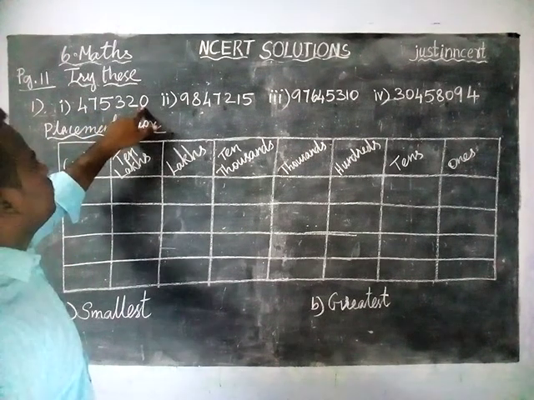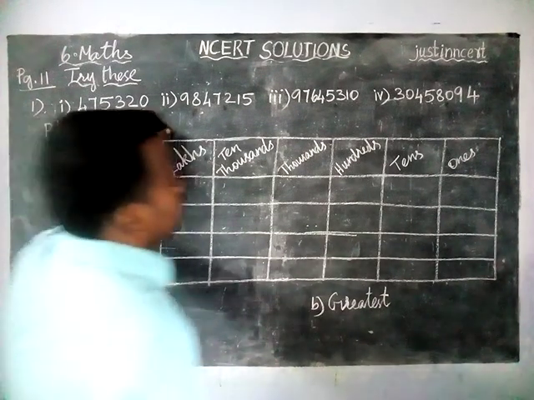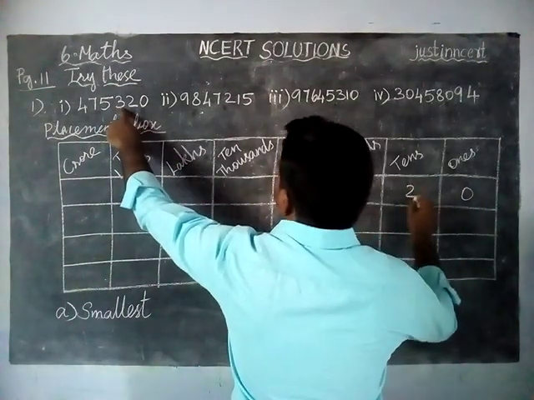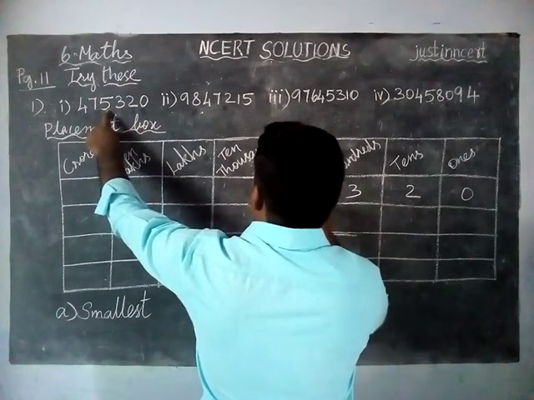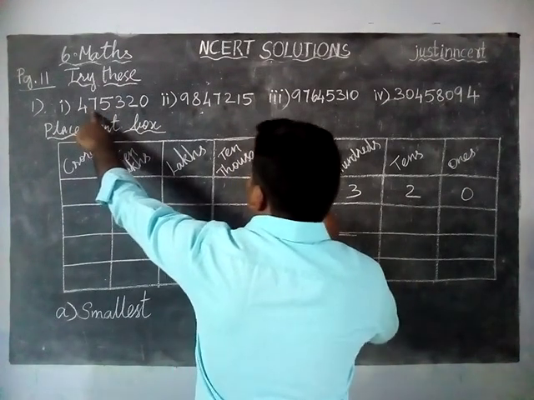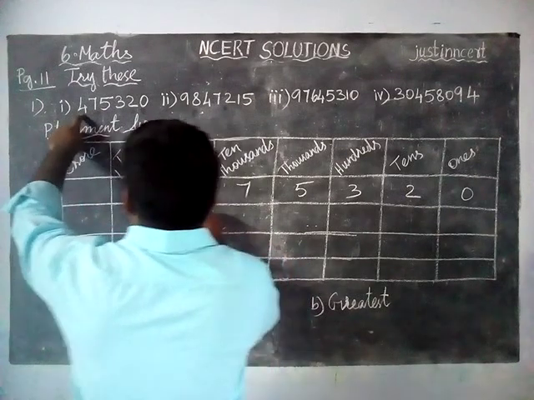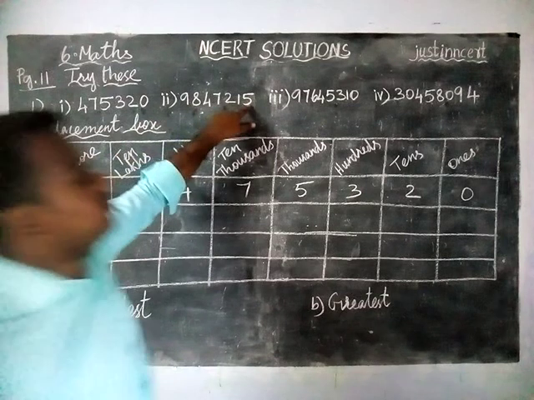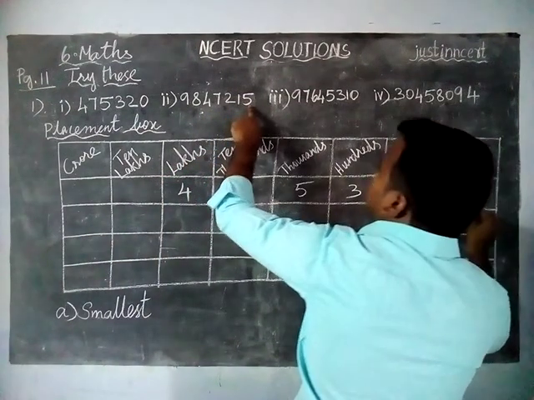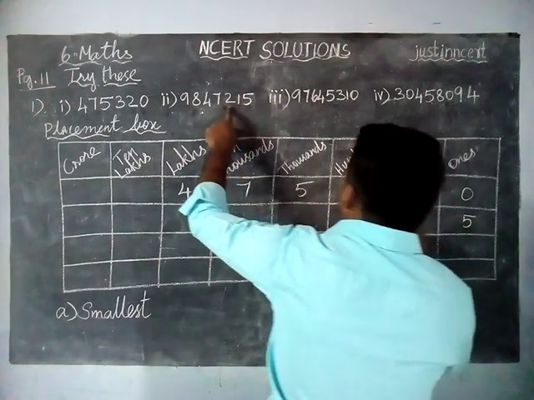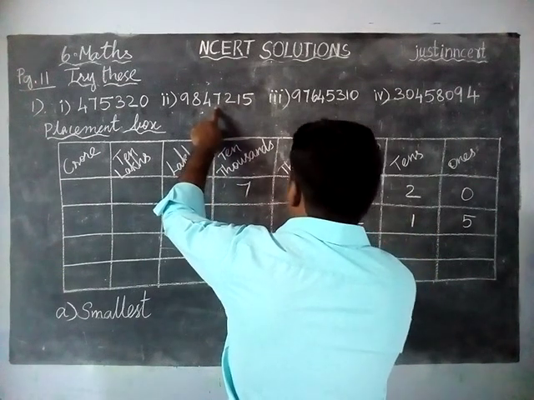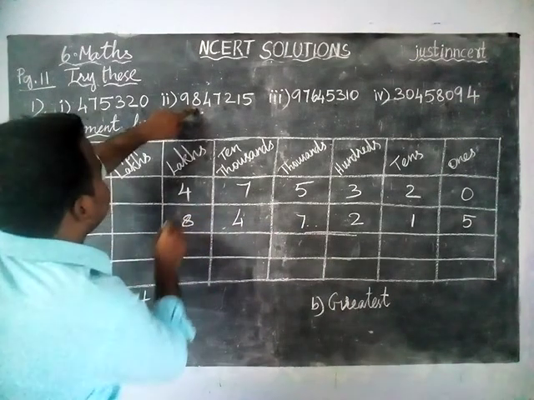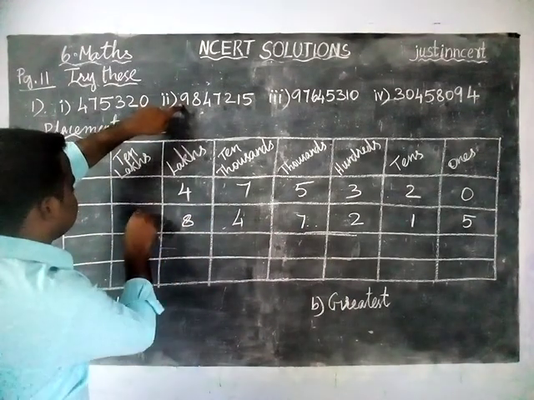First number, the last digit is 0. In 1's place, 0, 10's place, 2, 100's place, 3, 1000's place, 5, 10,000 place, 7, lakhs place, 4. Next, the second number, 1's place, 5, 10's place, 1, 100's place, 2, 1000's place, 7, 10,000 place, 4, lakhs place, 8, 10 lakhs place 9.